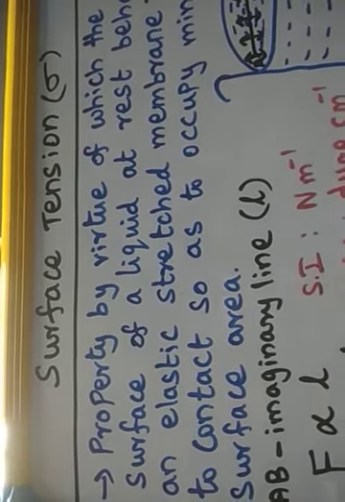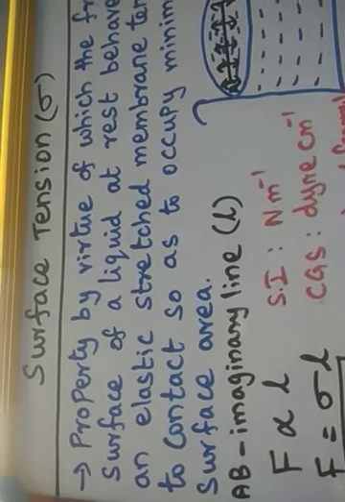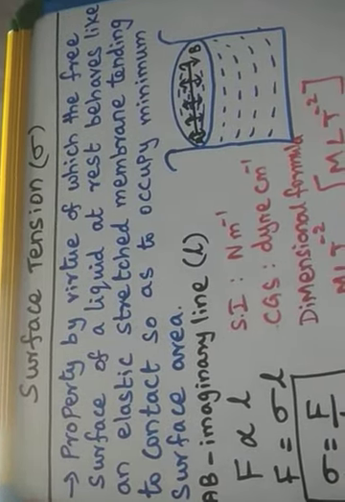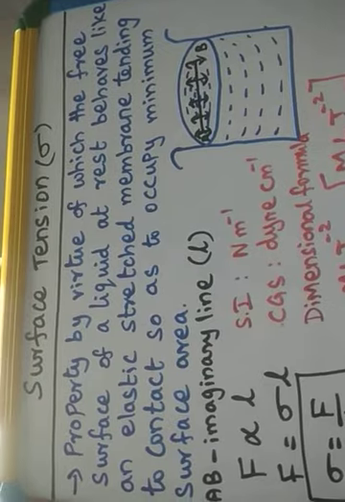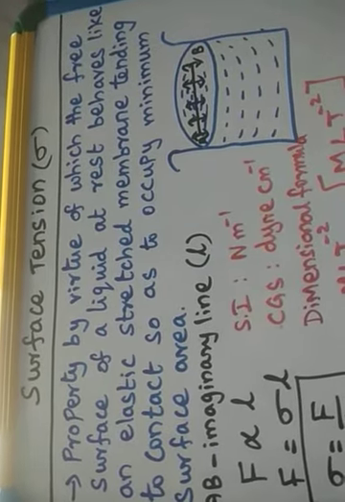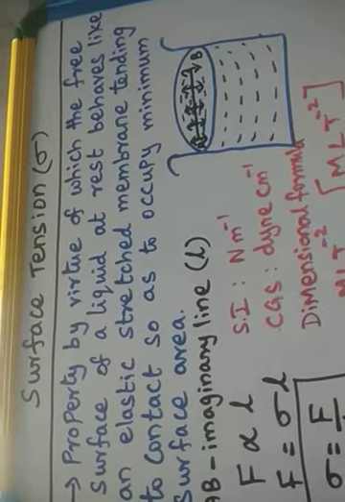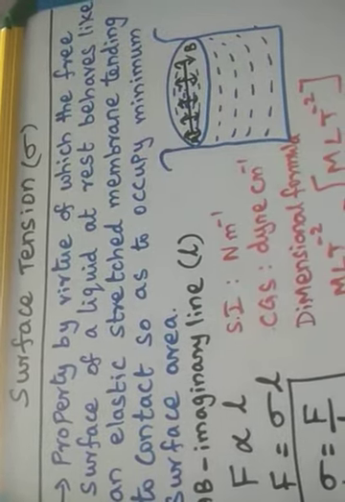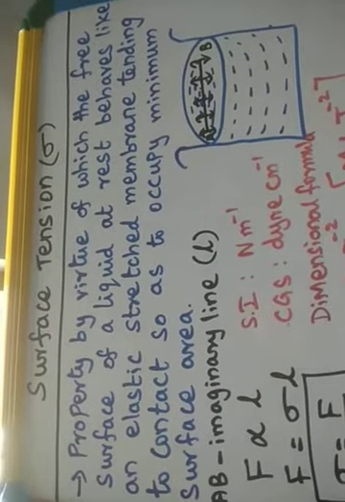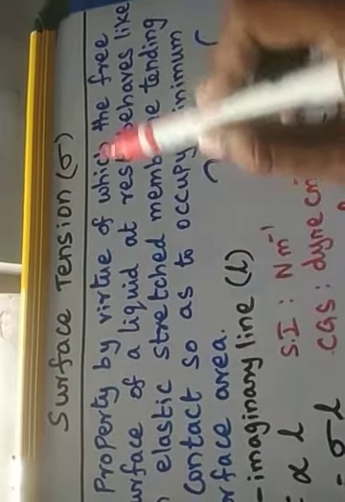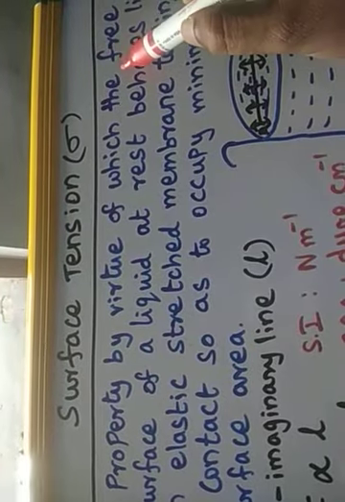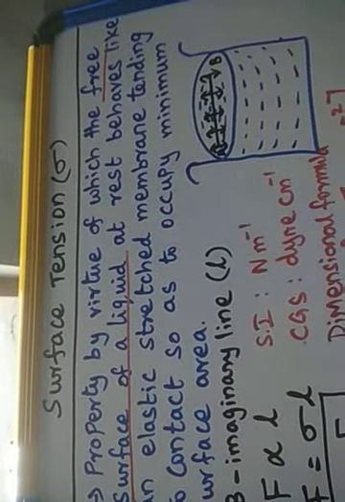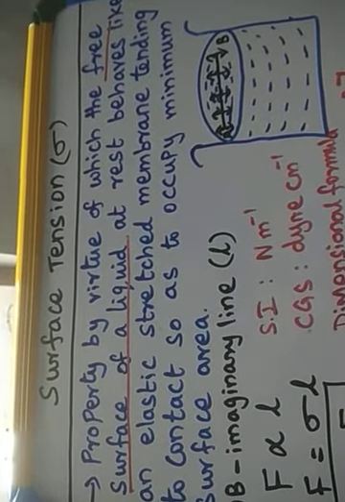Surface tension. The surface tension is a property by virtue of which the free surface of a liquid at rest behaves like an elastic stretched membrane tending to contract so as to occupy the minimum surface area. So again I will say that it is a property by virtue of the free surface of a liquid. There is no disturbance on the surface of the liquid.